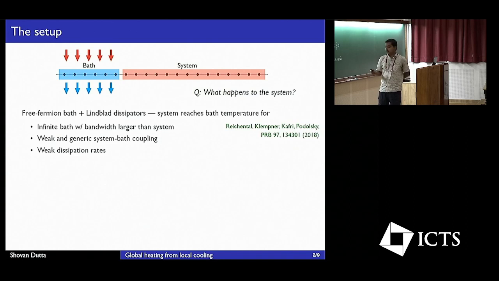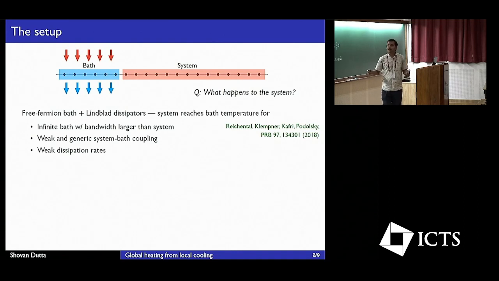This was looked at recently in a few papers. In particular, this paper showed that if you have a free fermion bath, and if you model these coolings and heatings by Lindblad, so Markovian dissipators, then the system indeed reaches the bath temperature, which is what you intuitively expect, provided you satisfy these conditions. So the bath is very large with a bandwidth larger than the system, meaning that any energy gap in the system will be found as some excitation of the bath. The coupling between the system and bath is weak and generic, and also the heating and cooling rates are weak.